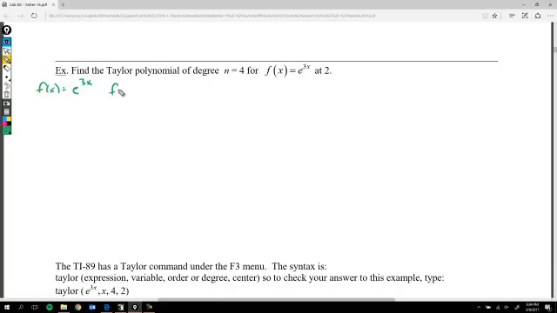f prime is 3e to the 3x. f double prime is 9e to the 3x. f triple prime is 27e to the 3x. And then the 4th derivative is 81e to the 3x. And typically when you get to 4 is when you use your parentheses here.